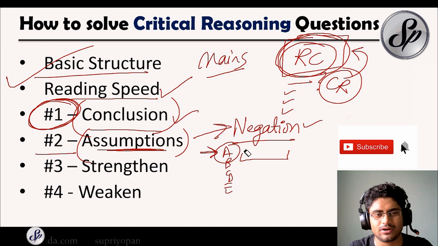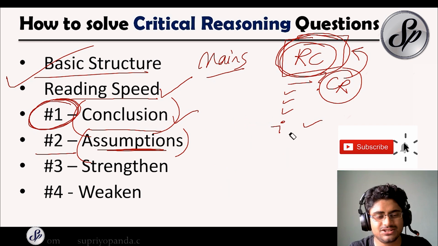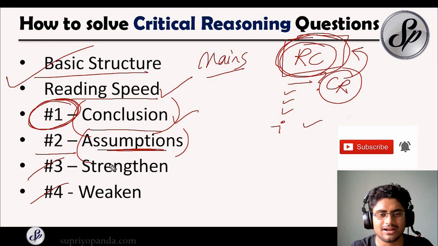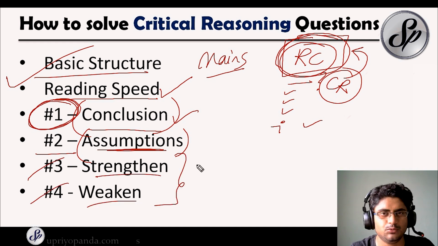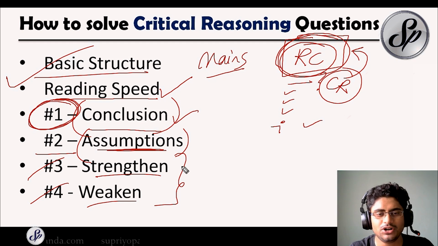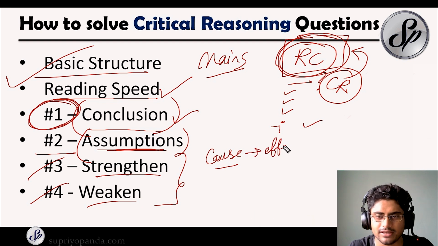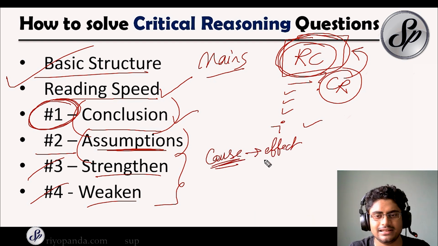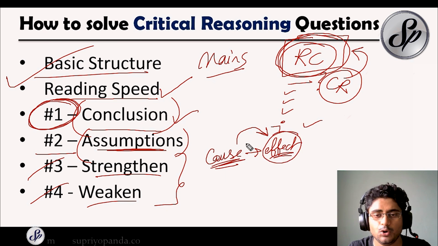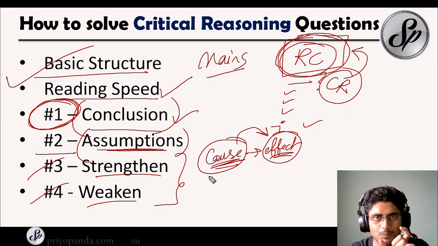So that's about your assumptions, and then you have the strengthen and the weaken ones. These two are very important types, the strengthen the argument and weaken the argument kinds of questions, and they are very much used in the CR questions. For these types of options, they will always be giving you a cause and then an effect. Something, a cause, is creating that effect. So you have to find out whether that effect can happen without the cause. If that is true, then your strengthening or weakening option is not correct.